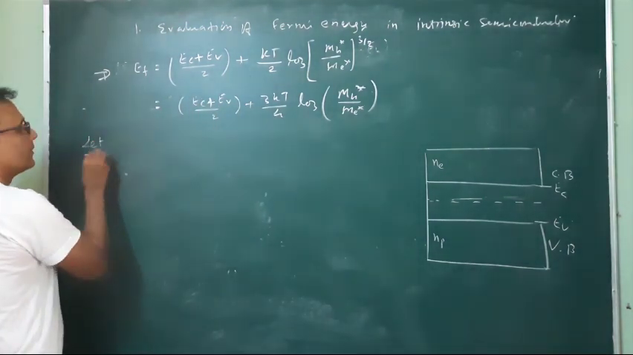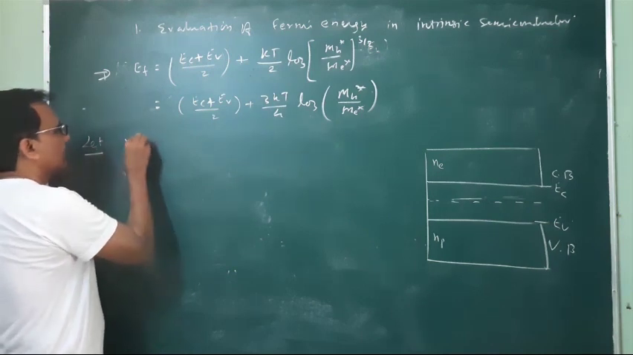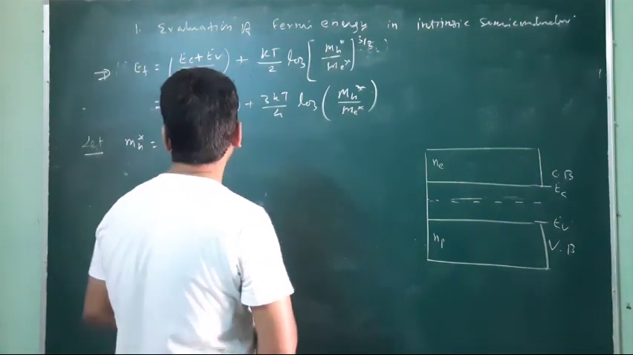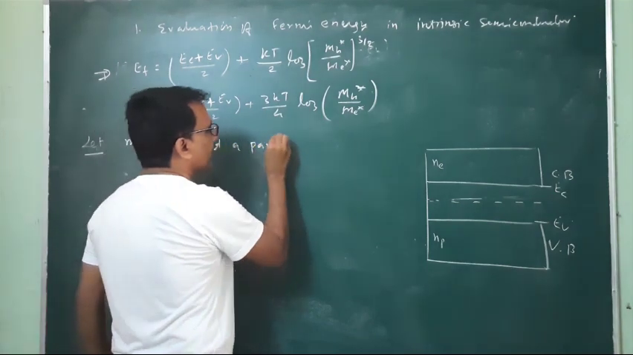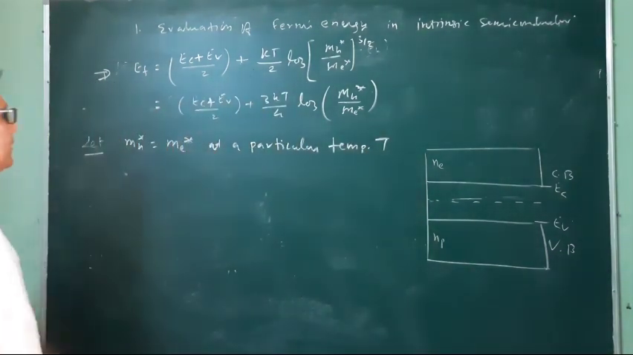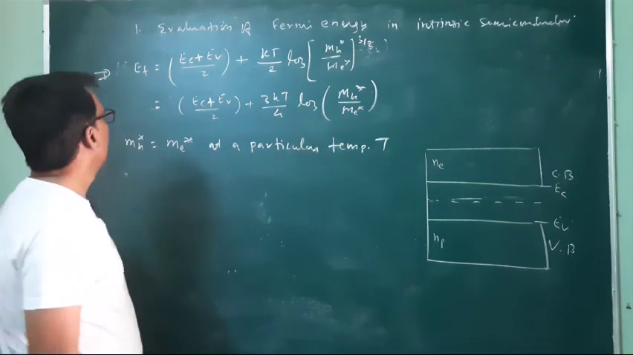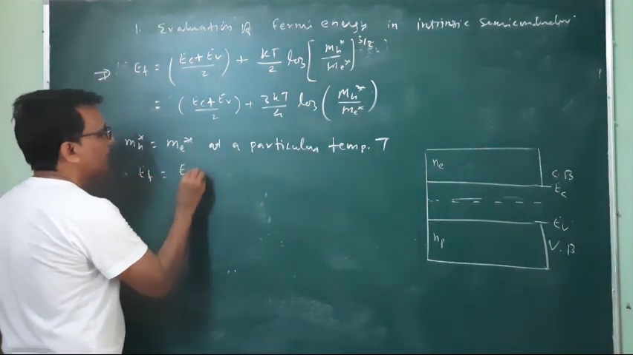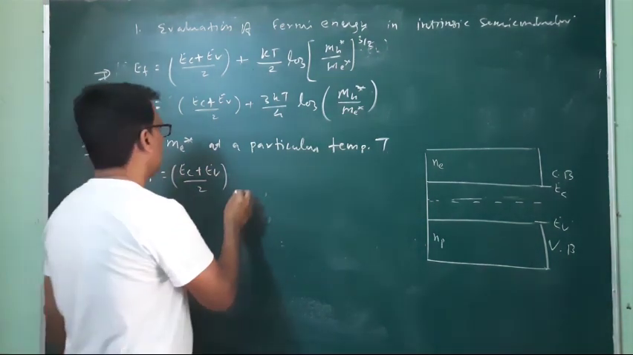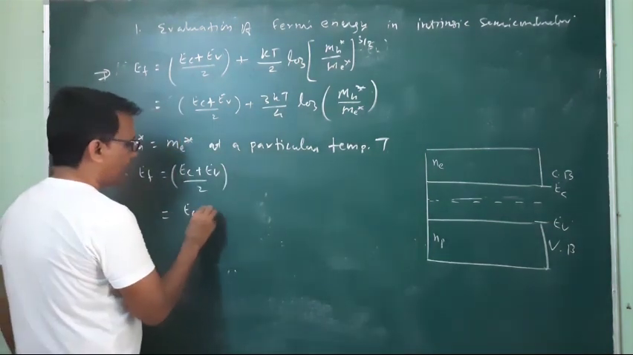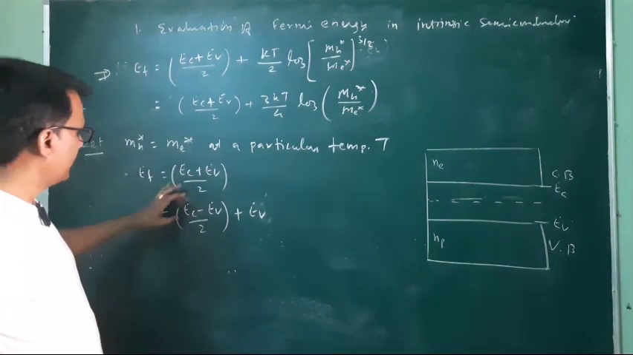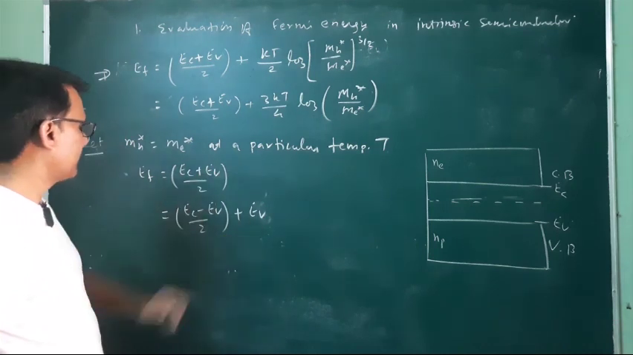Let this mh be equal to me for an intrinsic semiconductor, then this log term can be taken as equivalent to zero at a particular temperature. When we take these effective masses as identical, the ratio will be 1, which is equivalent to log 1, that is 0. So this EF is equivalent to (EC plus EV) by 2. And one can write this as equivalent to (EC minus EV) by 2 plus EV. Let's check it. So this is (EC minus EV) by 2. One minus sign is here, that's why this is a plus sign.